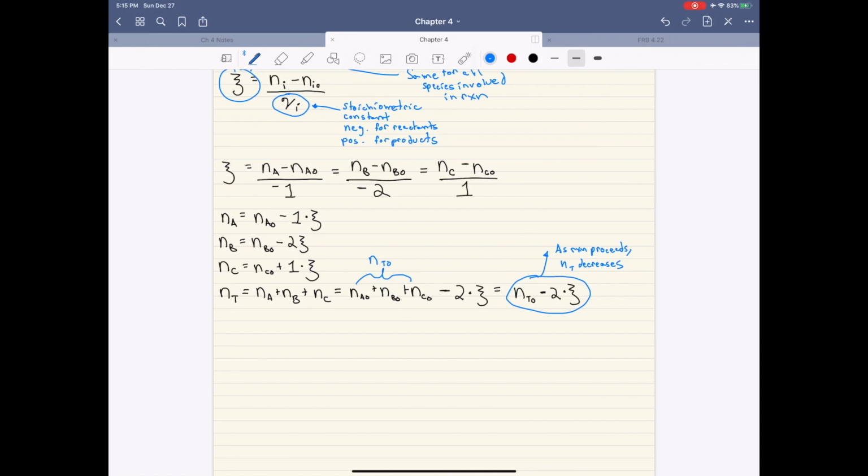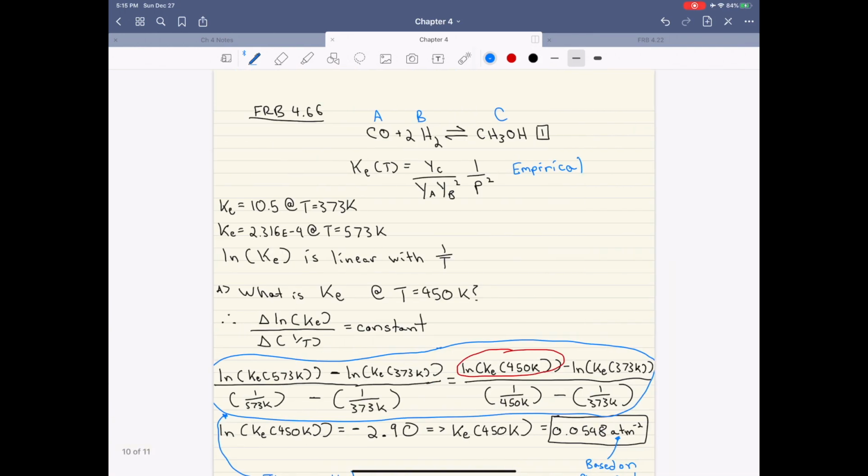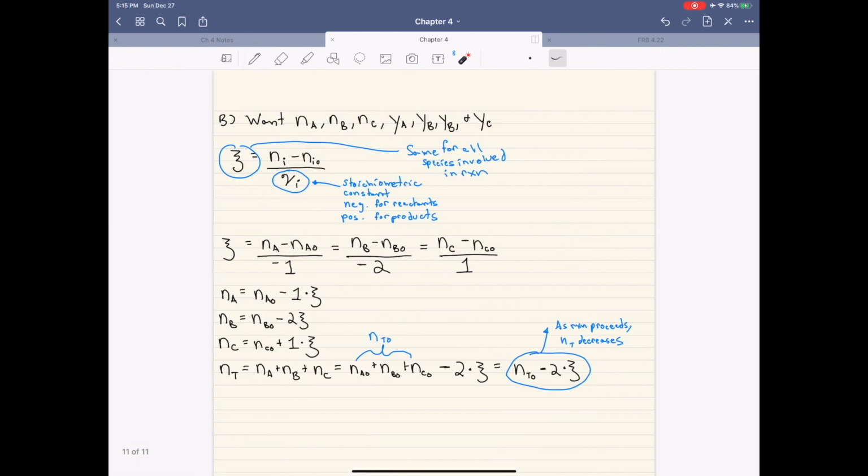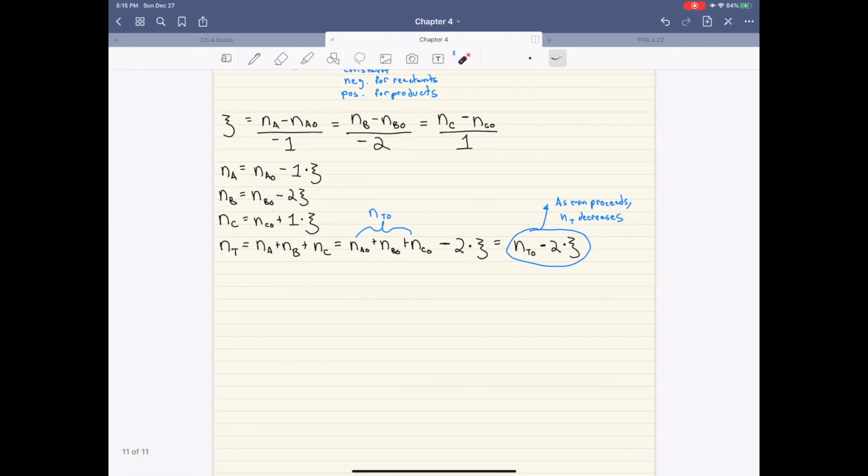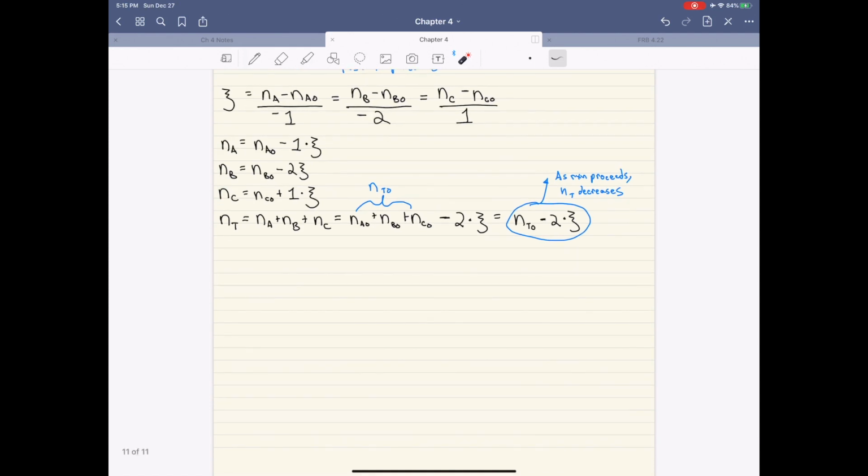And that makes intuitive sense, because if we go back to our reaction here, we have 1 mole of CO and 2 moles of hydrogen gas, so 3 moles total on the left-hand side, only becoming 1 mole of methanol. All right? And so I wanted to point this out because this is an example of a case where the number of moles in your system is not conserved.